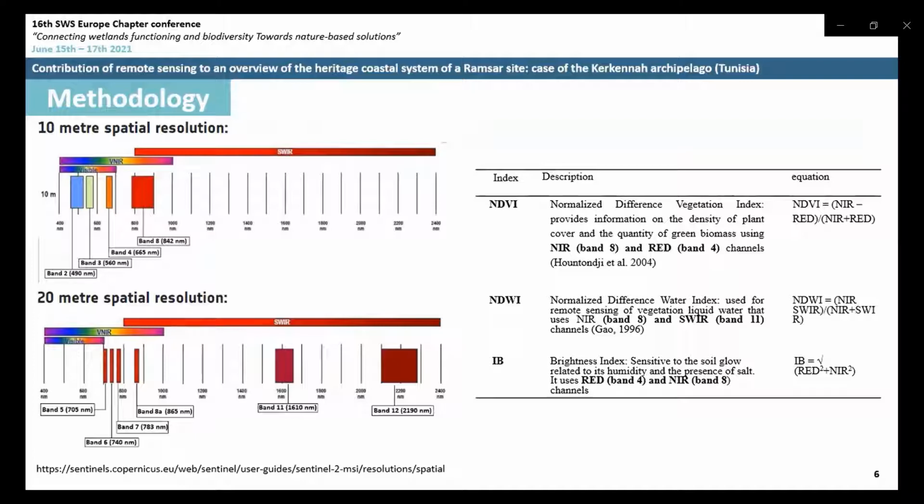liquid water, which uses band 8 and band 11; and the brightness index, which is sensitive to the soil glow related to its humidity and the presence of salt. It uses band 4 and band 8.